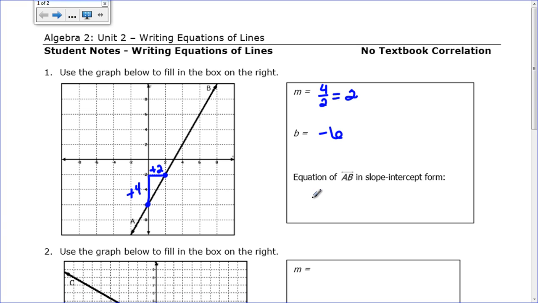So my equation in slope-intercept form, remember slope-intercept form looks like this: y = mx + b. y and x are variables. m is the slope, b is the y-intercept. So it becomes y = 2x - 6. That's the equation of that line.